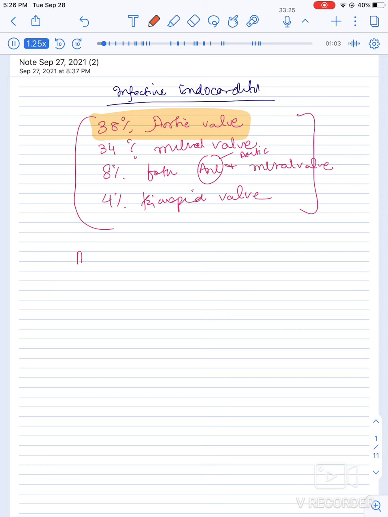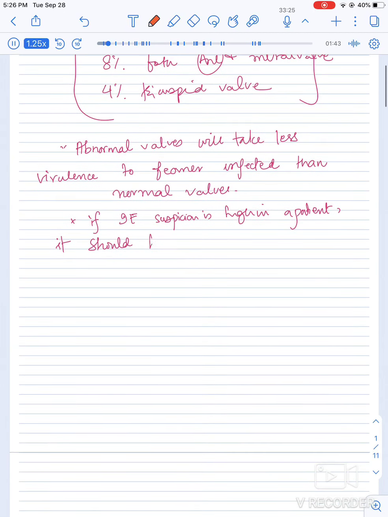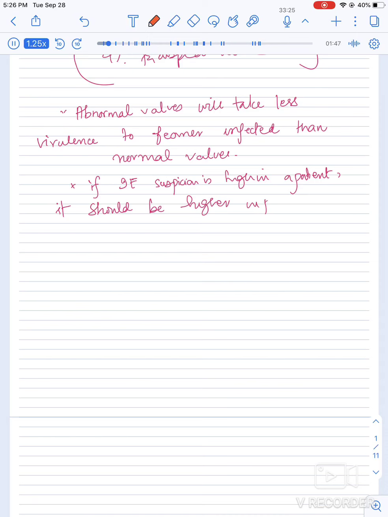And then one thing to remember, that abnormal valves will take less virulence to become infected than normal valves. So if infective endocarditis suspicion is high in a patient, it should be higher in a patient with abnormal valves.